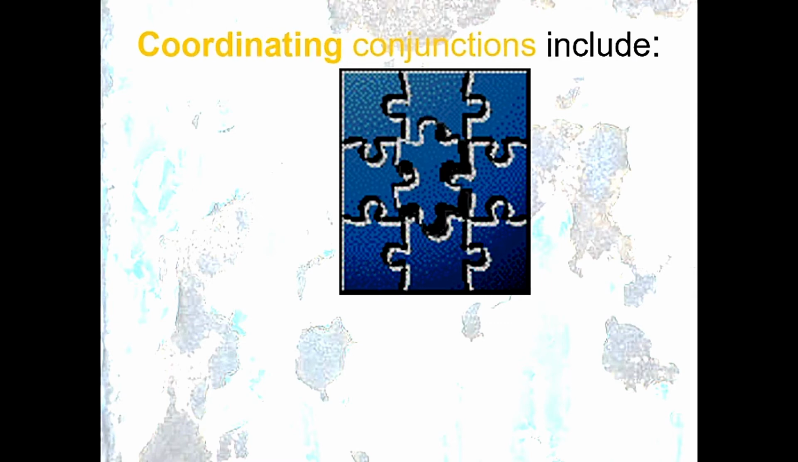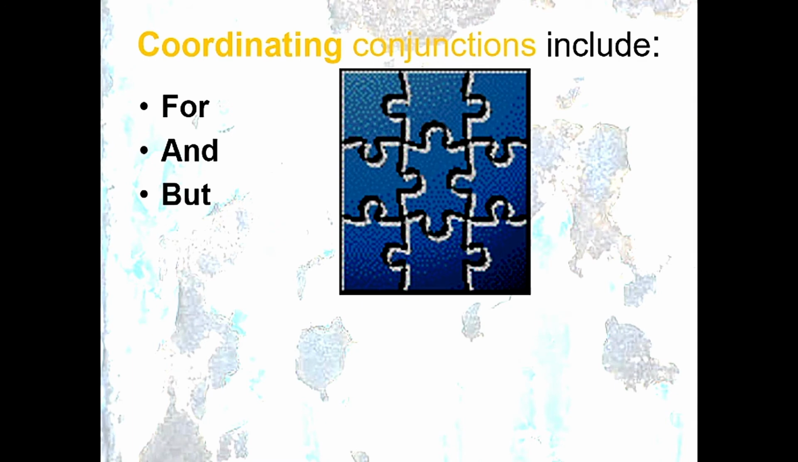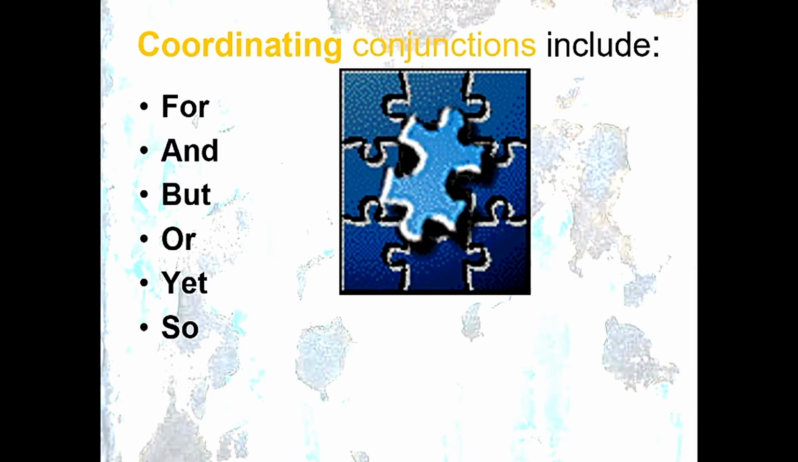Remember, these are the coordinating conjunctions. F for, A for and, B for but, O for or, Y for yet, and S for so.